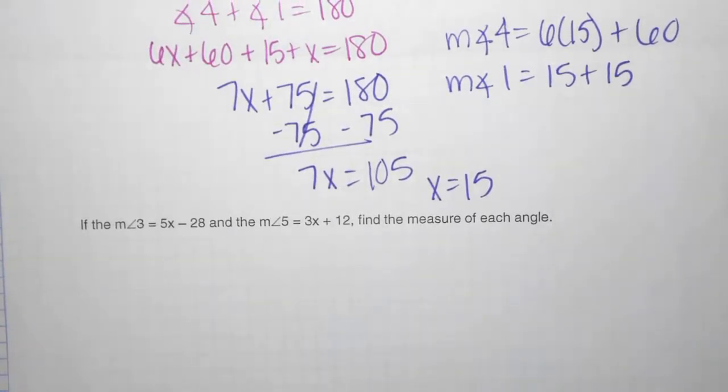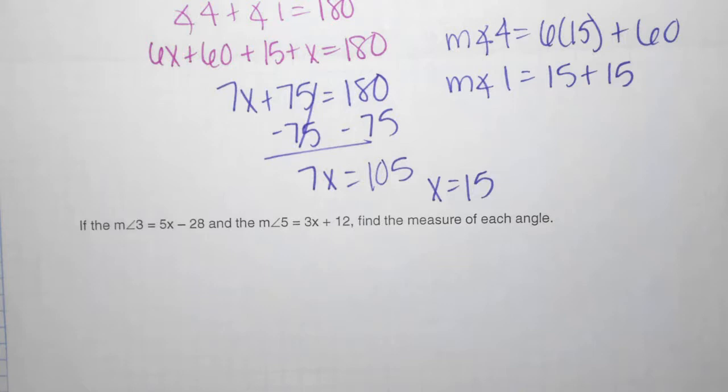Is it even a 90? Is it supplementary or complementary? What does it say? It didn't say. But look at angle 3 and angle 5. Where are they? They are alternate interior. So you can look at the picture and figure that out, right? What is alternate interior? Find 3 and then find 5.